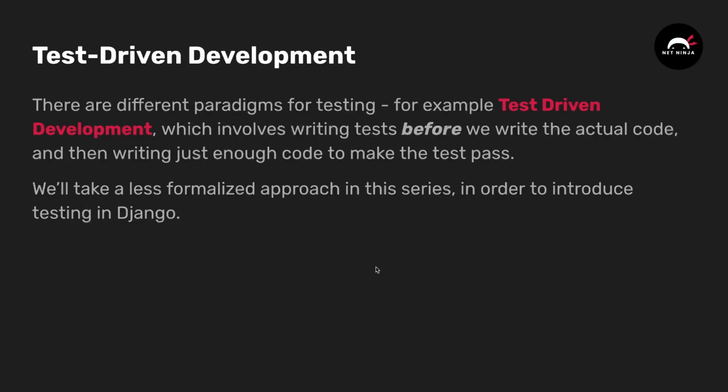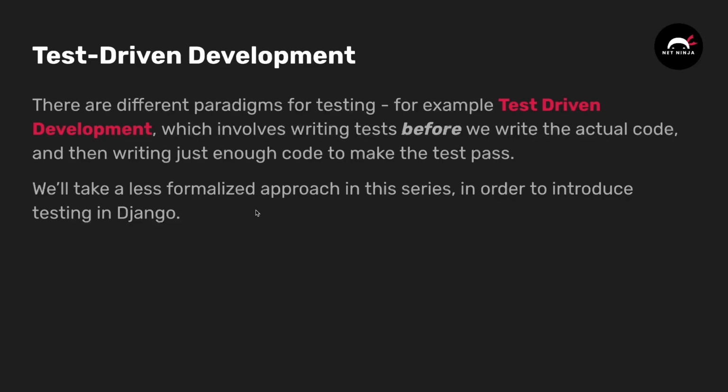Now, before we move on, I want to touch upon test-driven development. And don't worry, in the next video, we're going to start looking at some code. Now, test-driven development, this is a paradigm for testing applications. And as it says here, it involves writing tests before we actually write the code itself. And then after we write those tests, we write just enough code to make the test pass. So that's a paradigm called test-driven development. And that's also very common in modern software engineering.